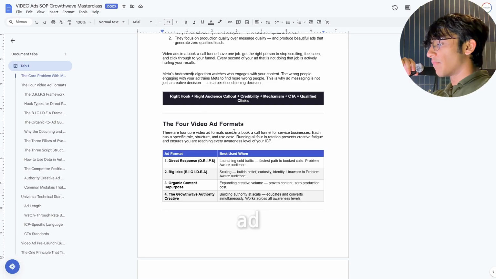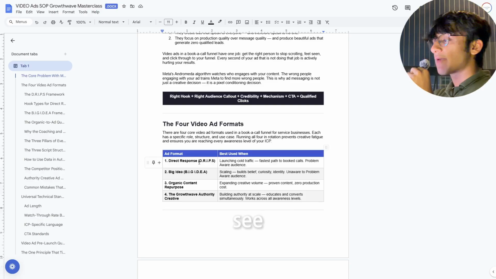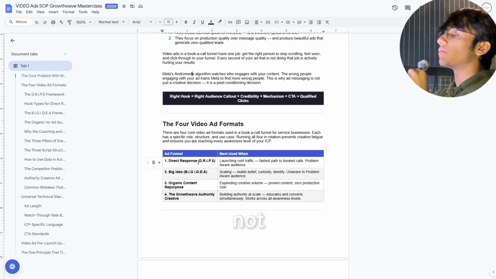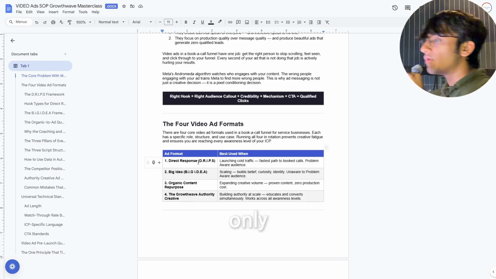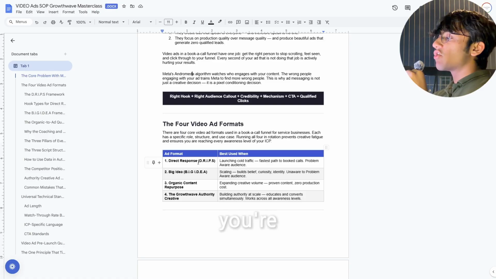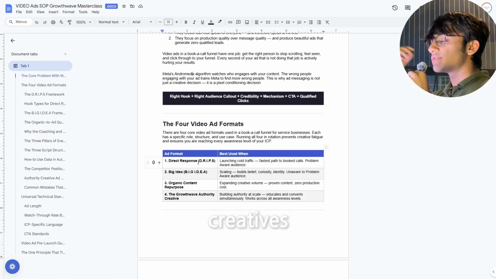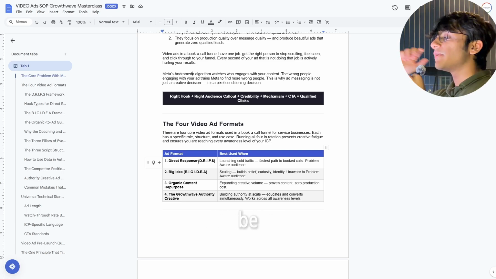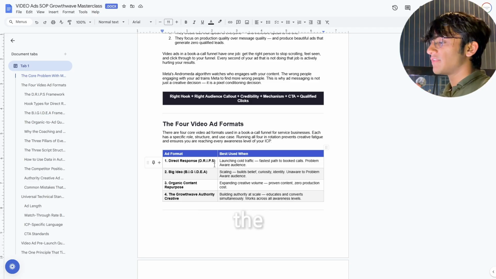So now the 4 video ad formats that we have: direct response ads. Now, if you're running a direct response ad, see, I'm not telling you that direct response ads do not work at all. They do work, but if you only run direct response ads, I am telling you, you're going to fatigue out of a lot of your creatives very fast because it's direct response ads. How long do you think you're going to be able to run direct response ads in people's feed and get a lot of people to opt in? With direct response ads, we have a framework. We call it the D.R.I.P.S framework.